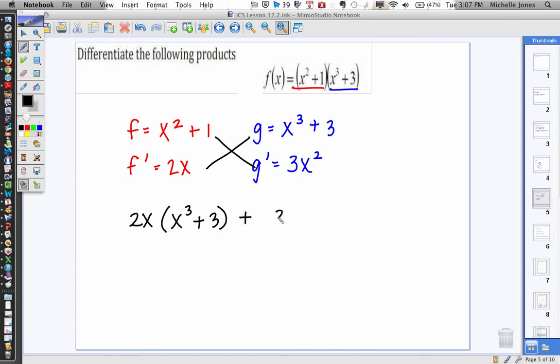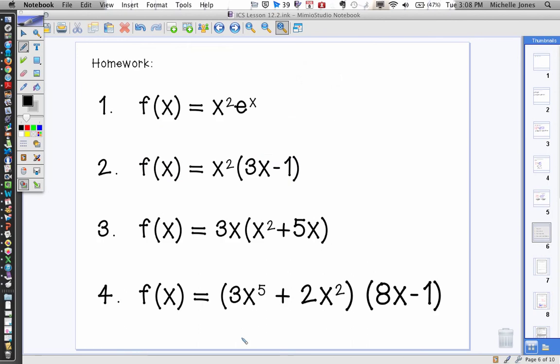And then we're going to add it with our second part. So plus 3x squared times x squared plus 1. Remember, it doesn't matter which you put in your multiplication spots either, because 2 times 3 is the same as 3 times 2. So there's our answer. And of course, like before, you could distribute your 2x, and you could distribute your 3x squared, and then you can combine like terms and get a more simplified answer. But for today, I just want you to get your parts all set up.